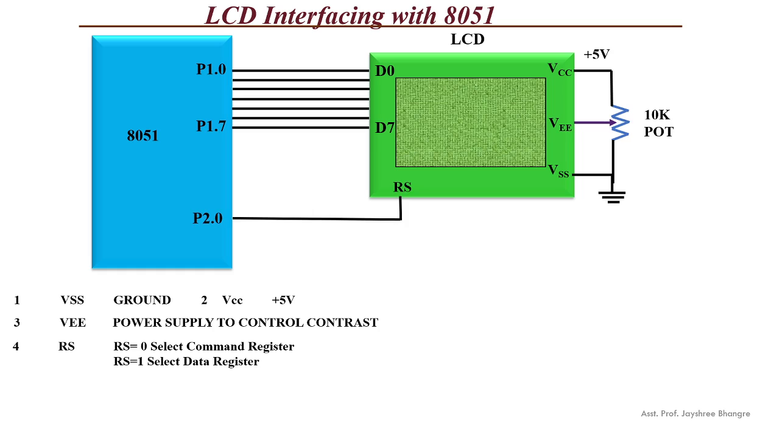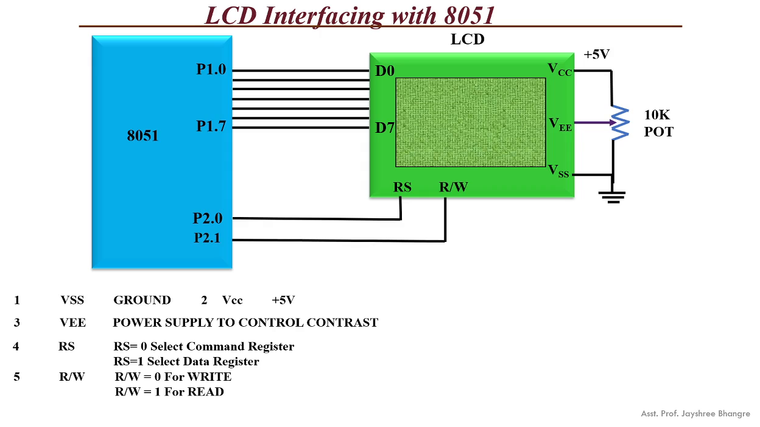This is the register select input of the LCD, which is connected to pin P2.0 of the 8051. If this pin is 0, we select the command register, and if it is 1, then the data register is selected. The read/write pin of the LCD is connected to pin P2.1 of the 8051. If we want to write data to the LCD, we have to make this pin equal to 0, and if we want to read data from the LCD, we make this pin equal to 1. The enable pin of the LCD is connected to pin P2.2 of the 8051.